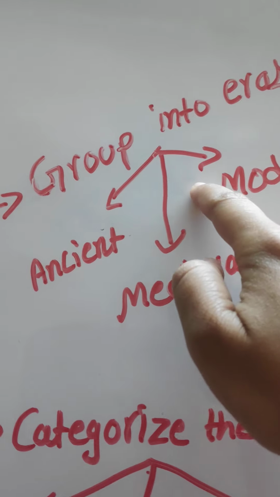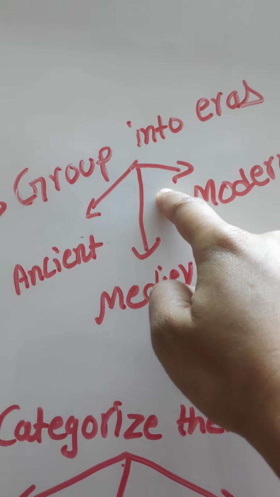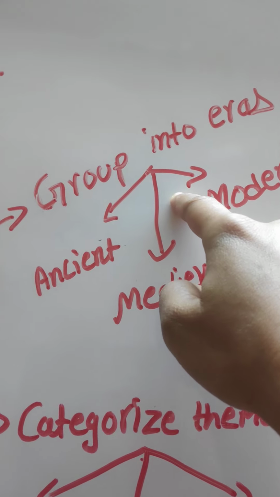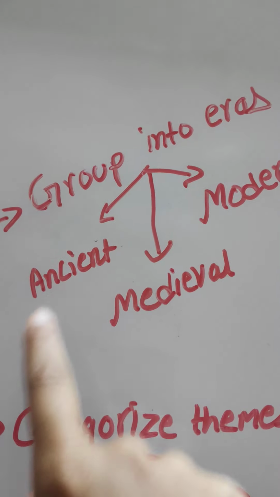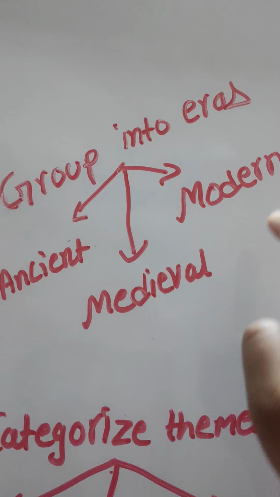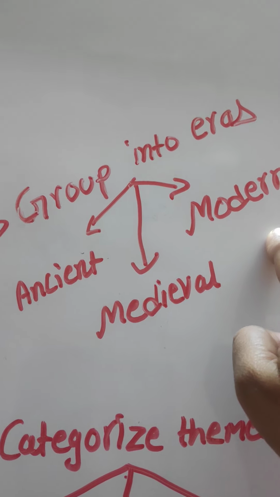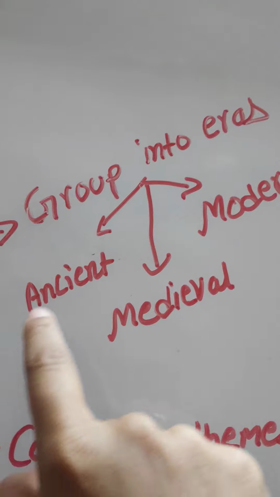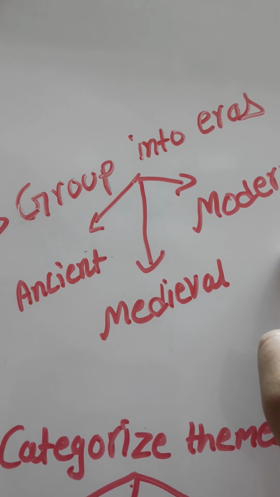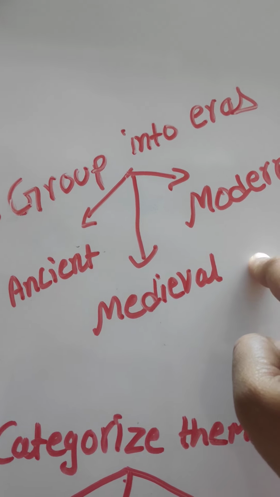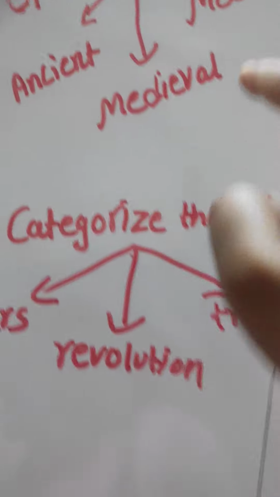Number 1. Group the dates into eras. First, divide the dates into eras like ancient, medieval or modern. Once you group the dates into ancient, medieval or modern, it will not be confusing to you.